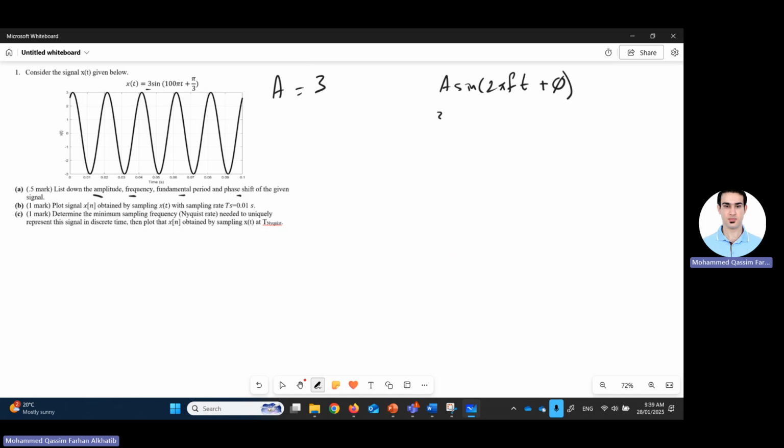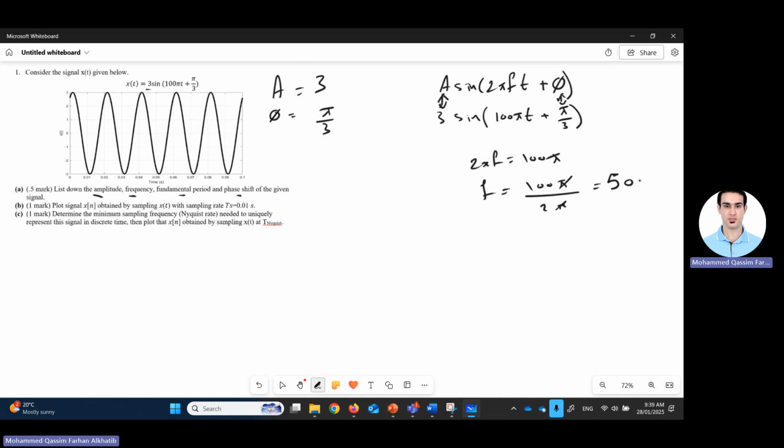So when you do the comparison, I have 3 sine(100 pi t plus pi over 3). So the amplitude is 3. My phase shift is pi over 3. My frequency: I have 2 pi f equals 100 pi. I don't have to put the t. So the frequency is 100 pi over 2 pi. Pi and pi will cancel. That's going to be 50 hertz.